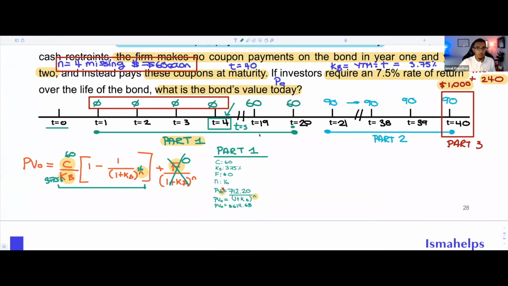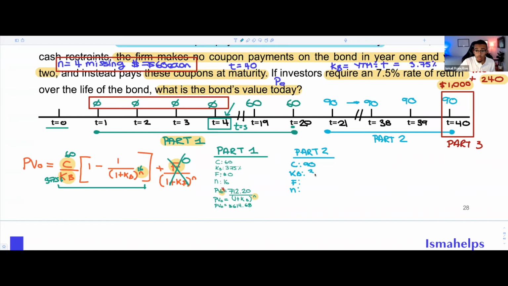Okay. So this was the hardest part, quite literally. Now it gets easy, very easy, like funny easy. So we'll do it quick. Now we have part 2. We're going to do the same thing. We're going to identify our C, our KB, our F, and our N. So our C is obviously 90.